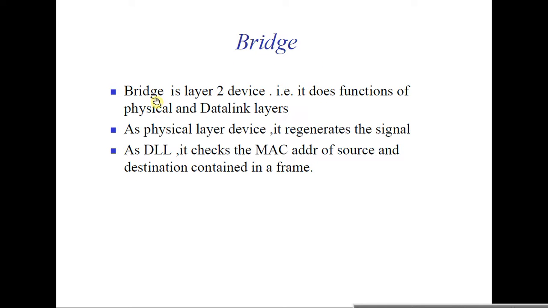Bridge is a layer 2 device. It does the function of the physical and data link layers. As a physical layer device, it regenerates the signal, and as a DLL device, it checks the MAC address of source and destination contained in the frame.